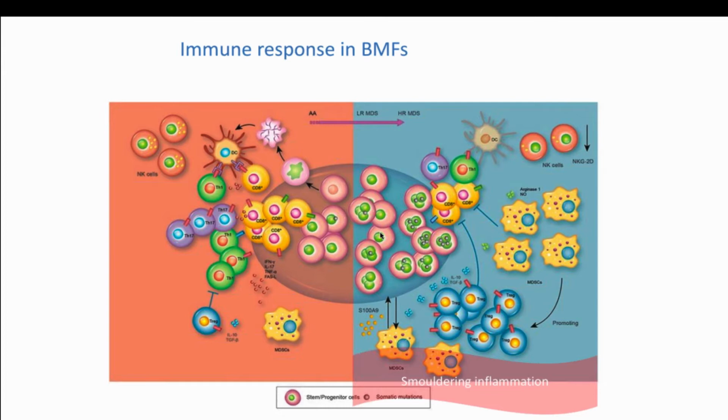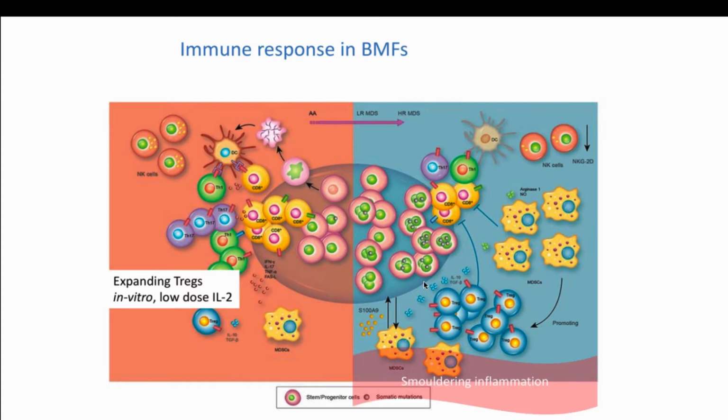due to this chronic inflammation, in particular in MDS patients, you have expansion of myeloid derived suppressor cells, which lead to expansion of regulatory T cells and lack of proper immune elimination of the malignant clone. So this is important to identify at what stage of the disease patients are.